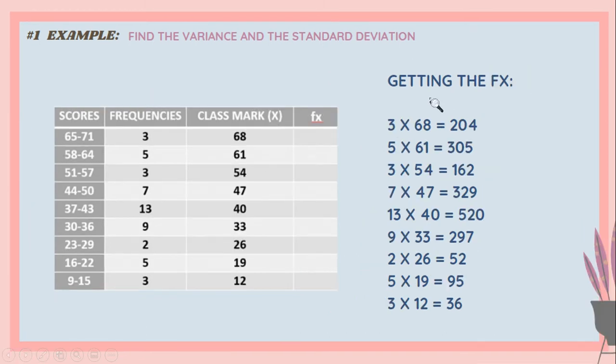And then next, after finding the class mark, we need to get the fx. Getting the fx is just multiplying the frequencies and the class mark. So 3 times 68 is equal to 204. 5 times 61 is equal to 305. 3 times 54 is equal to 162, and so on to get the fx. You just need to remember you need to multiply frequencies and class mark.